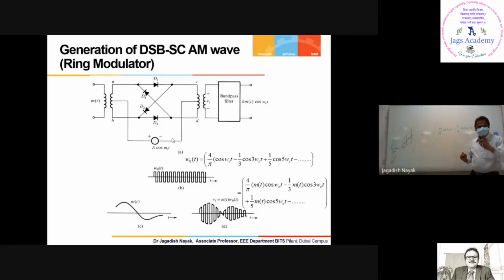Of course, which is that? m of t into cos omega ct. 4 by pi is a constant anyway, it is there. m of t into cos omega ct. So this term alone is going to be your DSB-SC. So these terms are not required at all. What was the frequency of this? This is 3 omega c. This is 5 omega c. Right? And you get this. Definitely, this will multiply m of t here. This is m of t here.